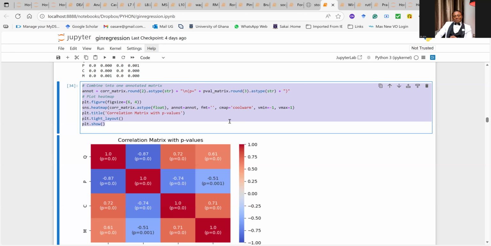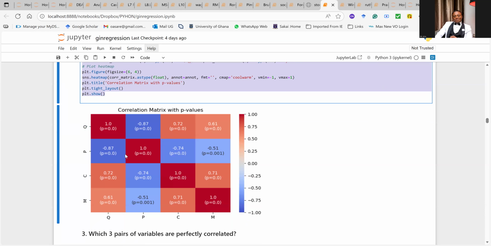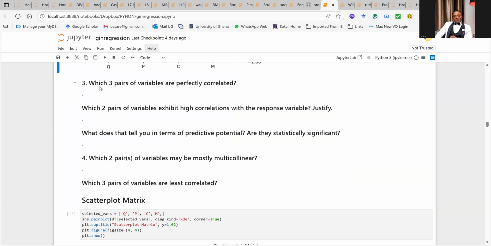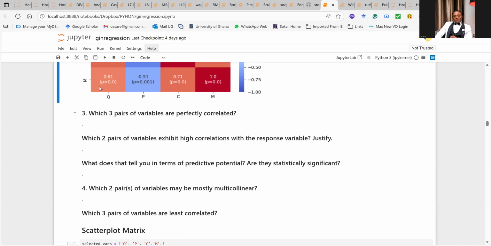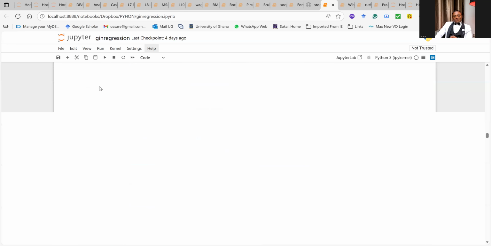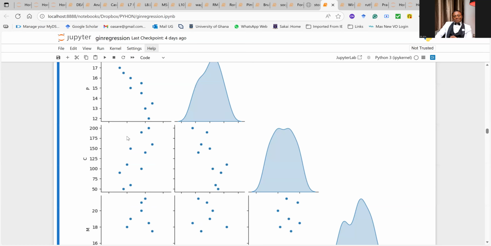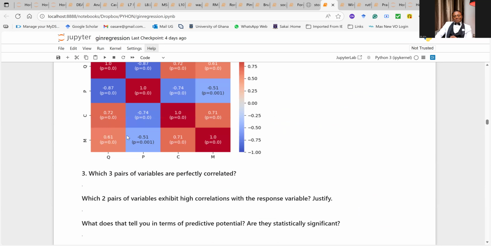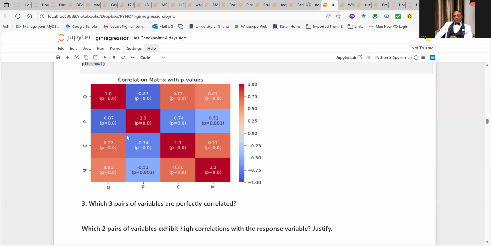So look at this carefully. It's the same thing here. Each correlation value has got a p-value. Its correlation coefficient has a P. So look at it and answer the next few questions. We're going to answer these next few questions, and after that, we are done. So first question. Which variables are perfectly correlated?